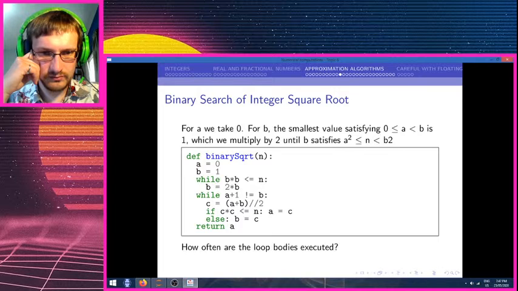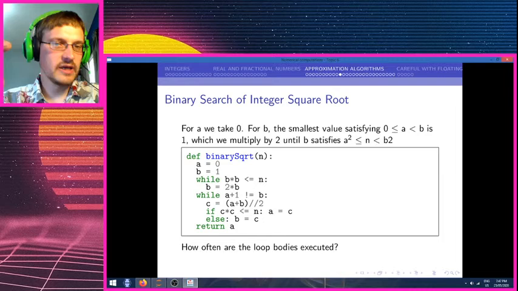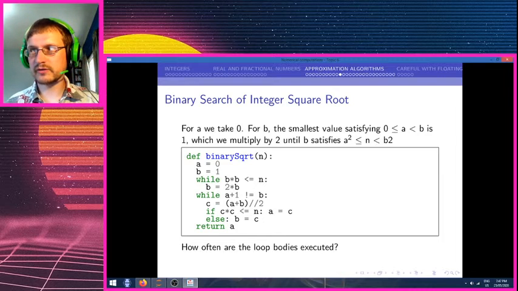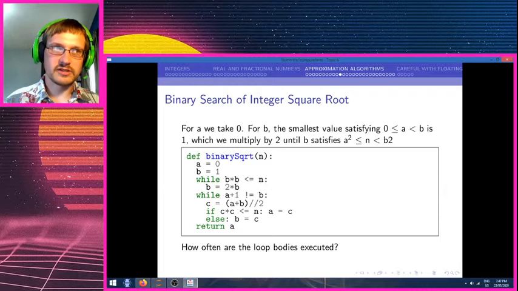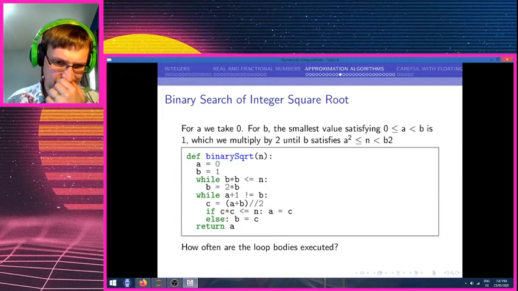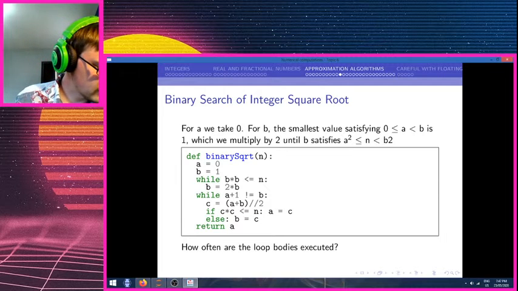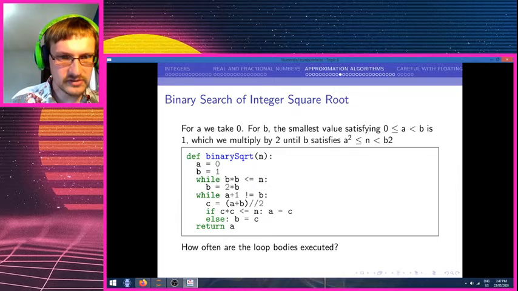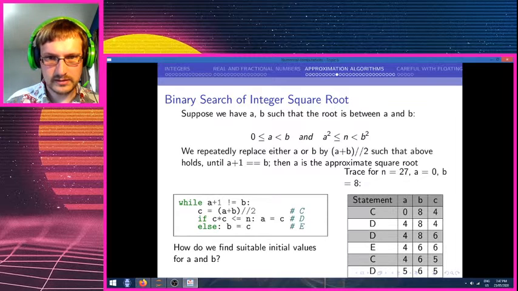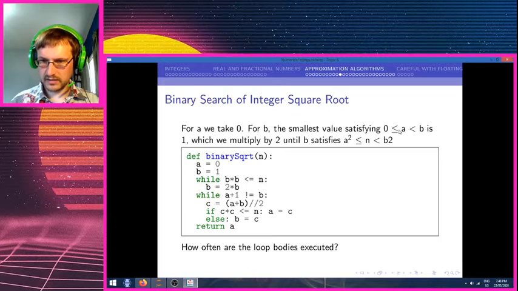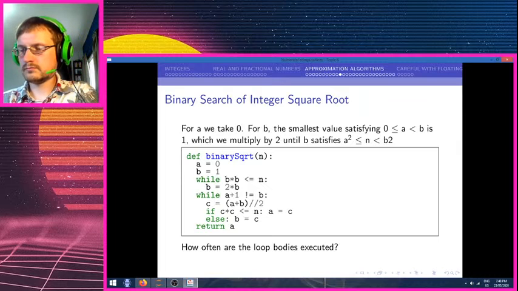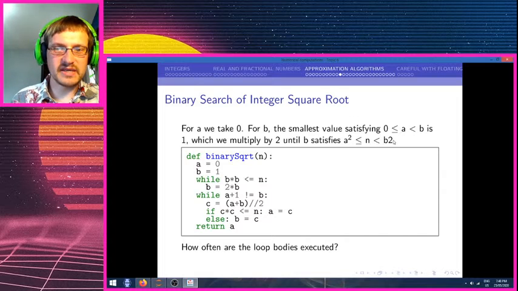So how often are these loop bodies executed? The question is, when we go to the binary search for integer square root, how much time are we actually saving? In the same way as the previous binary search that we did in a list of integers for a specific integer, is it supposed to be b squared? Let's see, b2, where is b2? Oh, yeah. That's supposed to be a squared. All right, that is 2 strikes, Mr. TA, who updated the slides. Yes, it's meant to be b squared.